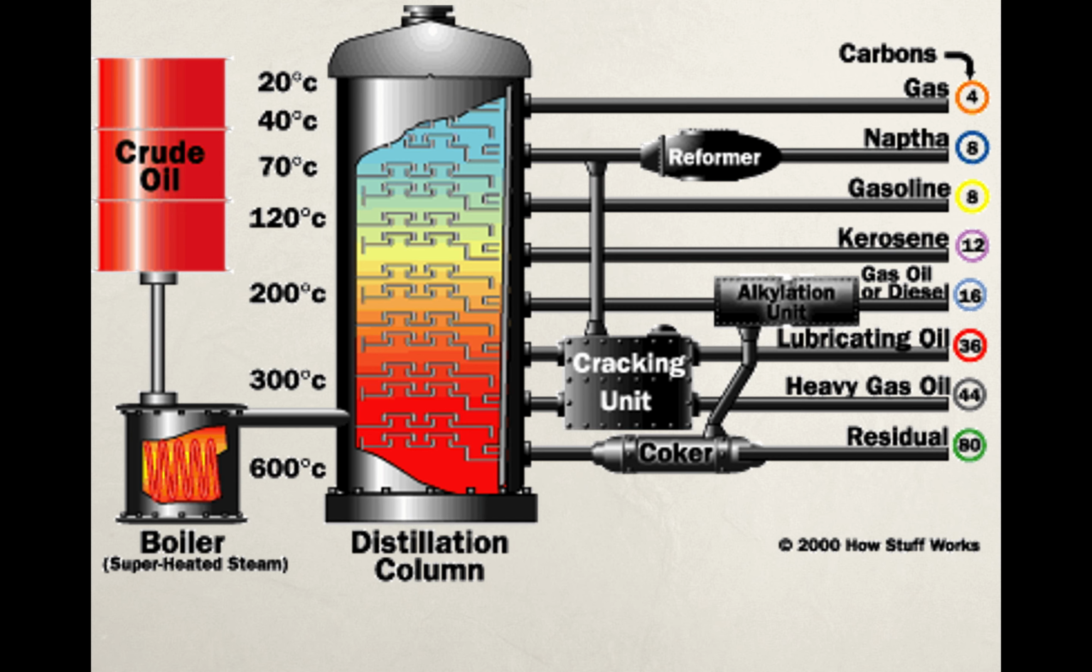So this is a picture showing distillation of crude oil. Crude oil is input, it is heated up, and based on the temperature at which it is cooled, it then becomes these different components. So there's gas, naphtha, gasoline, kerosene, gas oil or diesel, lubricating oil, heavy gas oil, and residual.